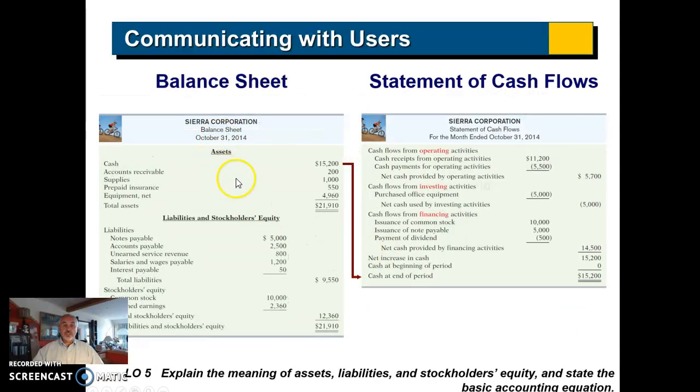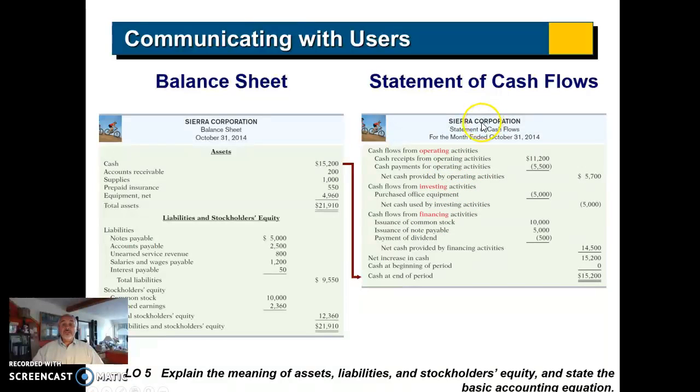Once we have our balance sheet, we can take our cash balance, and that ending cash balance, when we create our statement of cash flows, must equal the ending cash balance on the statement of cash flows. Statement of cash flows also has a heading. It's also for a period, but notice it's broken into three parts. Those three business activities: there is the operating activities, the investing activities, and the financing activities.